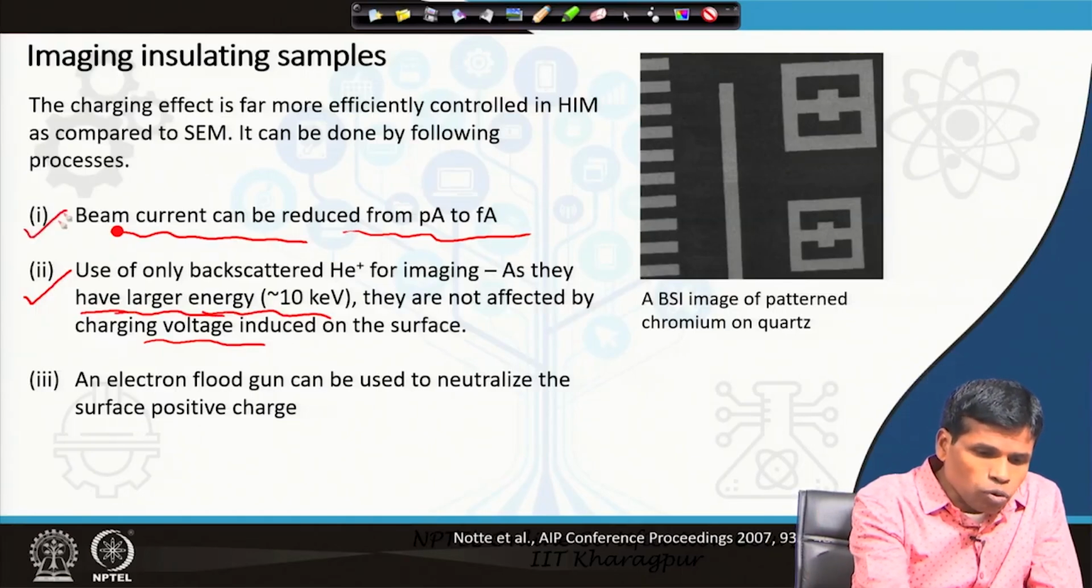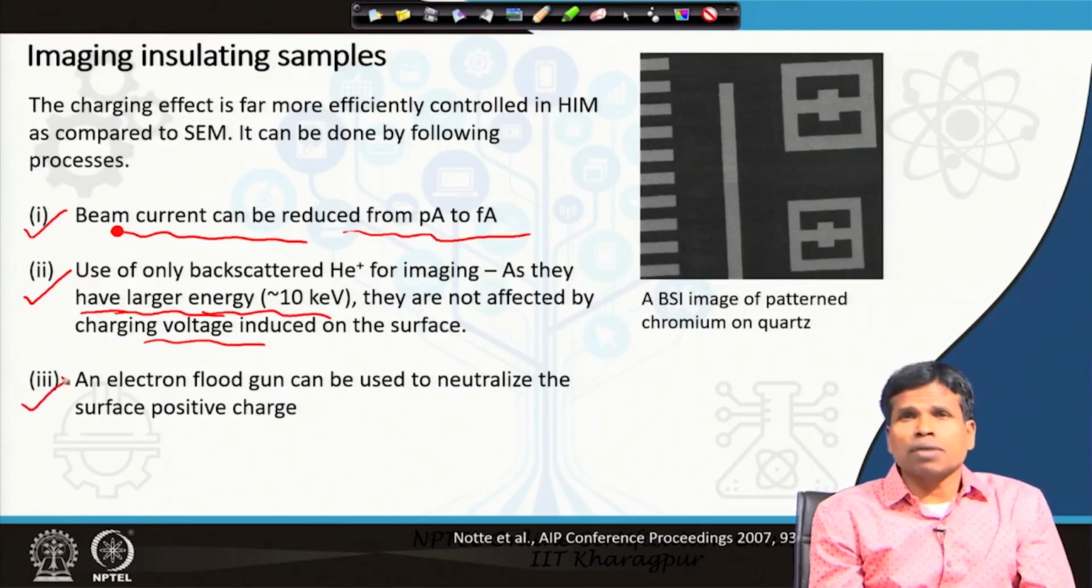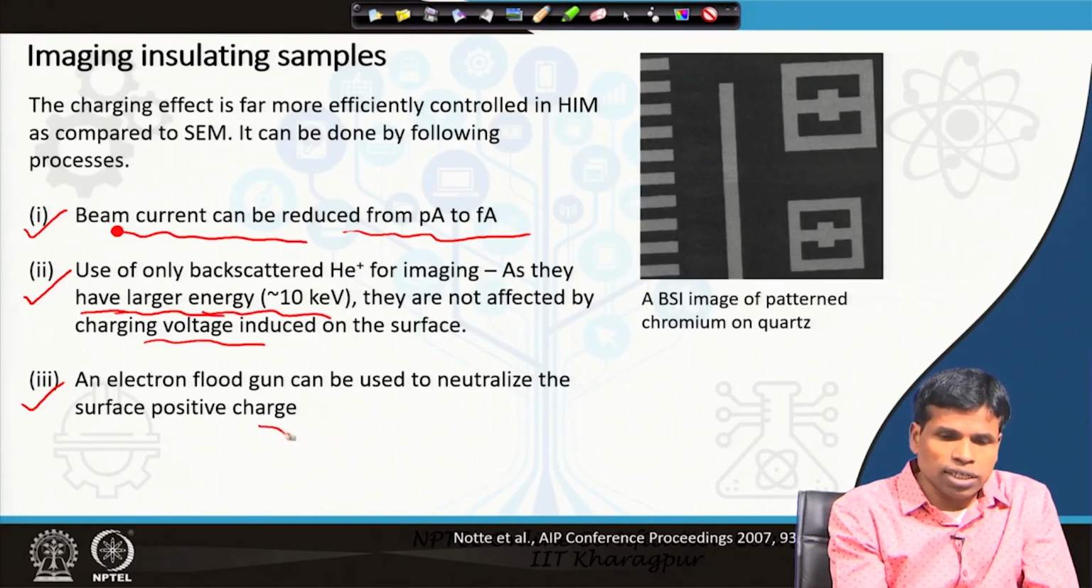And the third way to image an insulating sample is to use an electron flood gun, because when positively charged ions accumulate on the specimen, we can use an electron flood gun to neutralize the surface positive charge, and that way we can image the insulating sample.